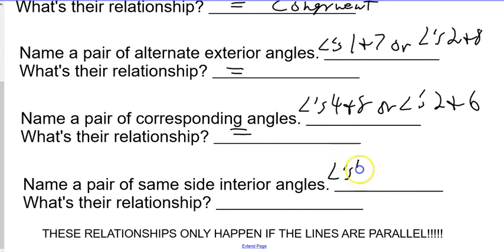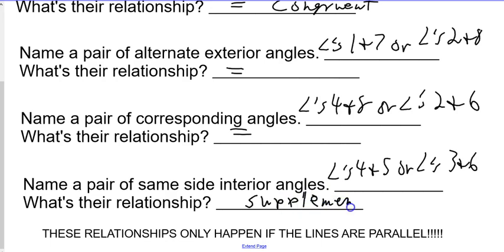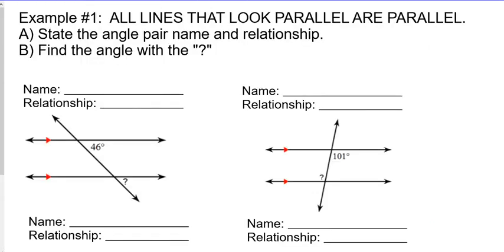So angles 4 and 5, or angles 3 and 6. And they are supplementary. Now, they're not a linear pair because they're not side by side. But they are supplementary. They add up to 180 degrees. Now, this is extremely important. There's already exclamation points, but you might want to put stars. This is only if you got parallel lines. That's it. Only time.